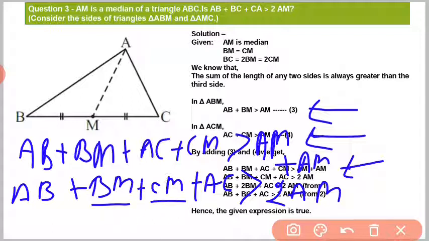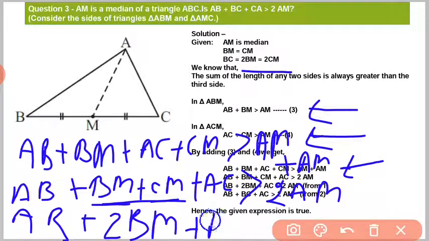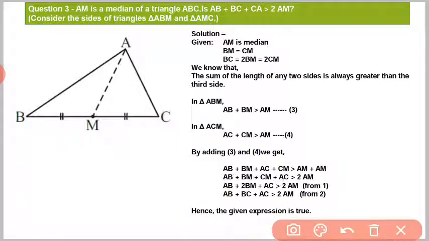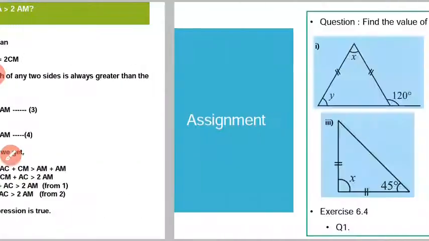So BM and CM are same. We see that these two are same, and so we can write it as AB plus twice of BM plus AC greater than 2AM, and 2BM will make BC. So we can write BC in place of 2BM. So we are able to show this. Therefore, the expression AB plus BC plus CA is greater than 2AM is true.